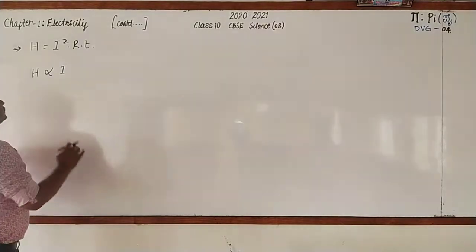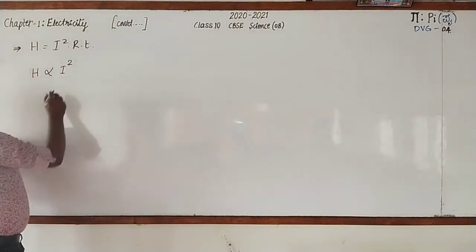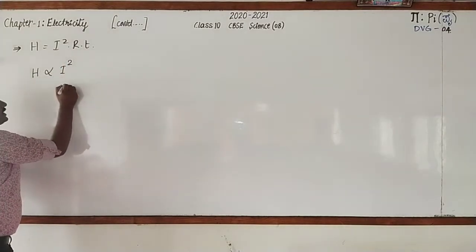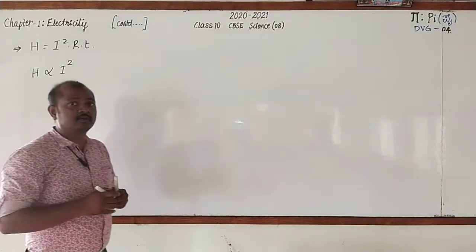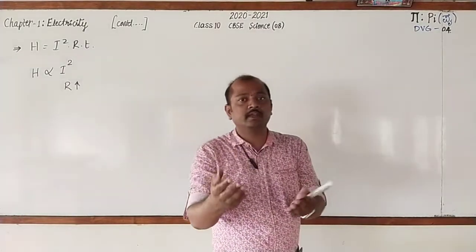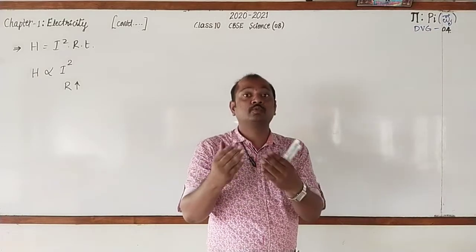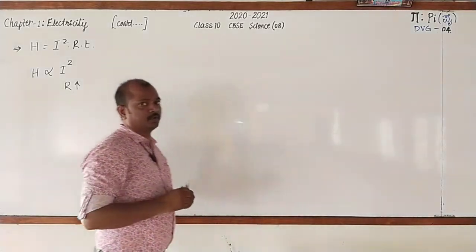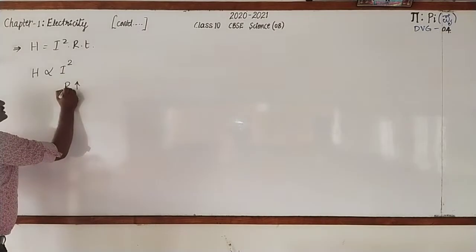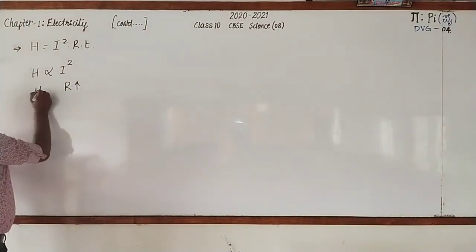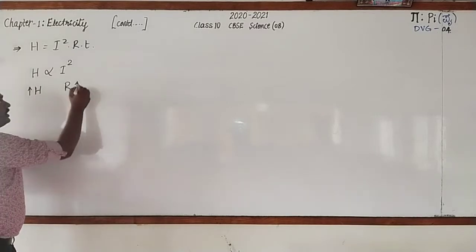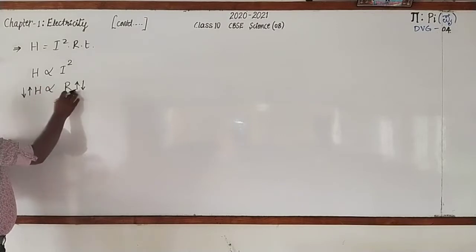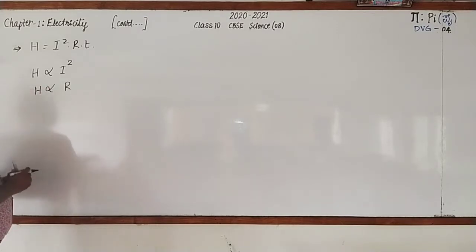Clear? Next. And here square is there. I will go for writing square. I will tell you later why. Next, another one is R. As the electric resistance increases, what happens? When the electric resistance increases, there will be more obstruction, due to which more friction takes place. As a result of it, more amount of heat is produced. Therefore, we can write as electric resistance increases, heat generated also increases. As it decreases, heat generated decreases. So H is directly proportional to R. Next, time.